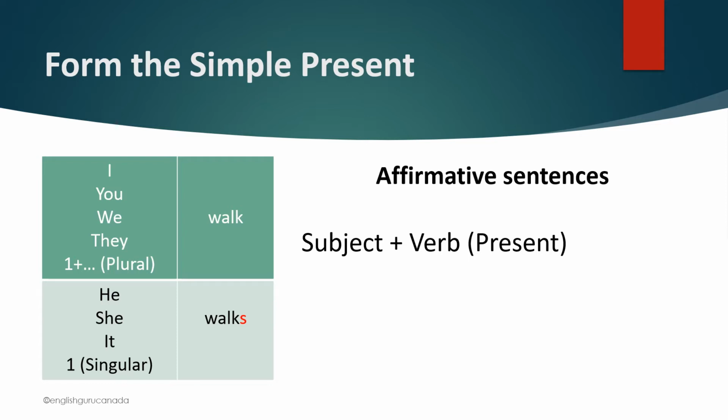So with I, you, we, they, and a plural subject, we say the base verb. For example, over here I've taken the verb walk. And with he, she, it, and a singular, we would use the base verb and it would take an S or an ES, depending on what the base verb is. So, for example, over here it's walks.